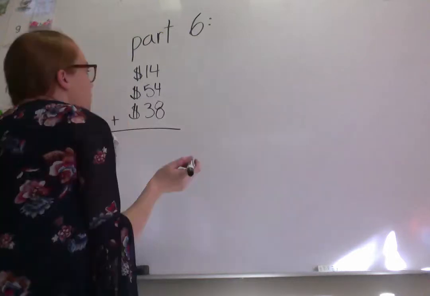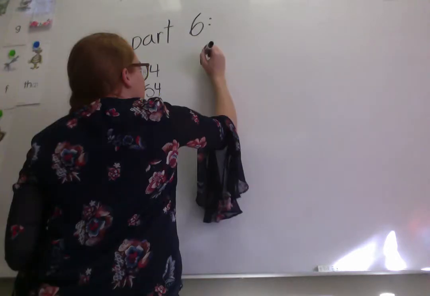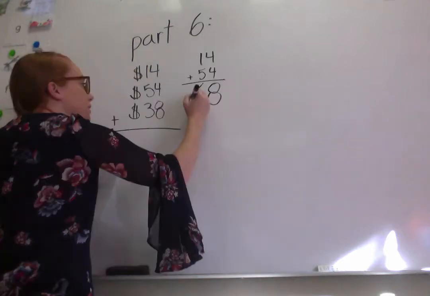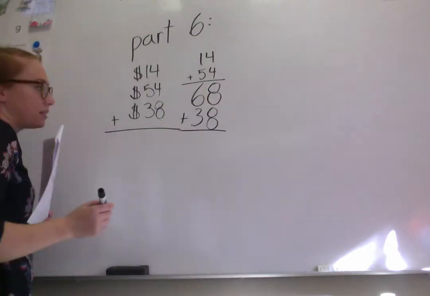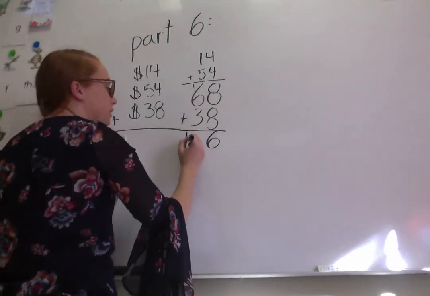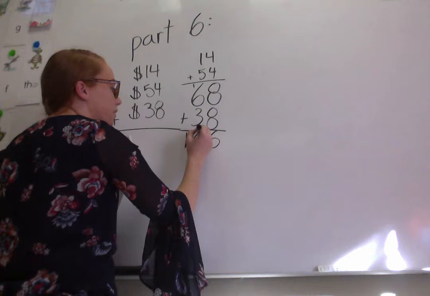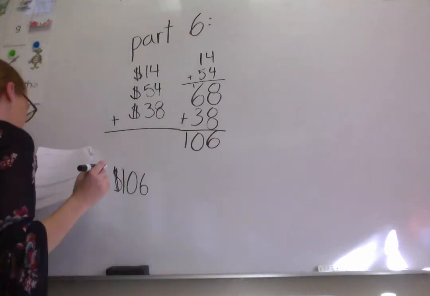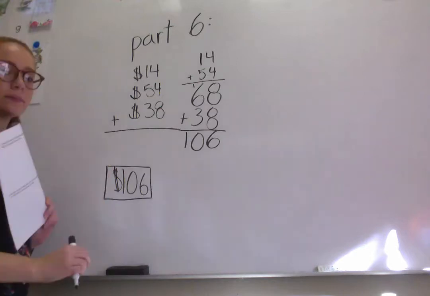So first, I might want to do 14 and 54 together. 4 plus 4 is 8. 1 plus 5 is 6. Now I might want to take my 68 plus my 38. Doubles facts, 8 plus 8, 16. 6 plus 1 is 7. 7 plus 3 gives us 10. So I have 106. So for my answer, I would not just write 106. I would say Pam began shopping with $106. Complete my sentence.